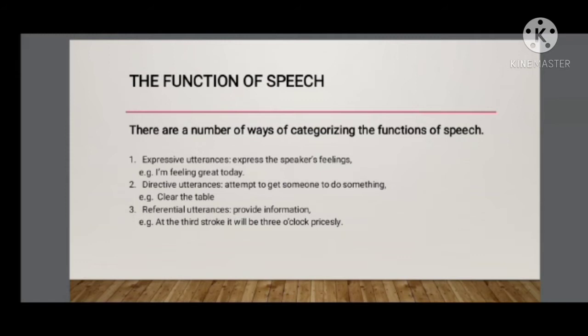Next is referential. Referential utterances provide information. Politeness in these utterances can be seen from the substance of the cooperative principle: quality, quantity, relation, and manner. For example, at the third stroke, it will be 3 o'clock precisely. Another example is, our next meeting will be held on Tuesday at 1 p.m. The weather will be cloudy with a chance of rain today.